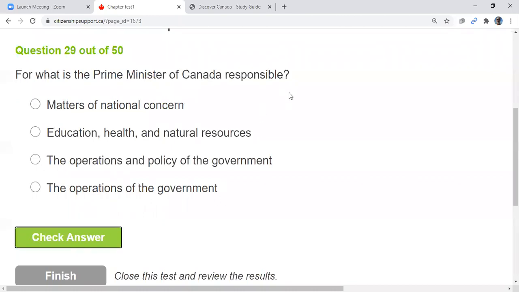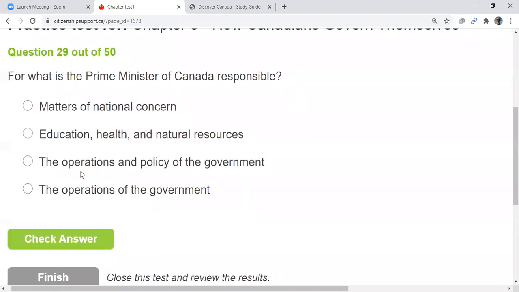Okay. And then could you do this one, Zaniba, please? For what is the Prime Minister of Canada responsible? The operation and policy of the government. I say number 4. So number 3 and number 4 are close, aren't they? They're really close, and they try to trick you.